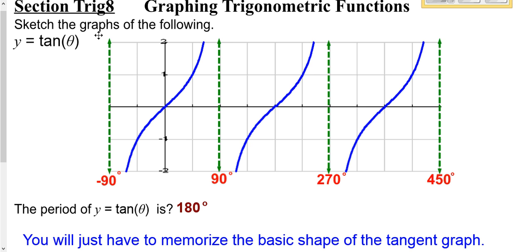Now, on some graphs, there's amplitude, which is how far up and down you go. There is no amplitude with tangent because it goes up forever, goes down forever.